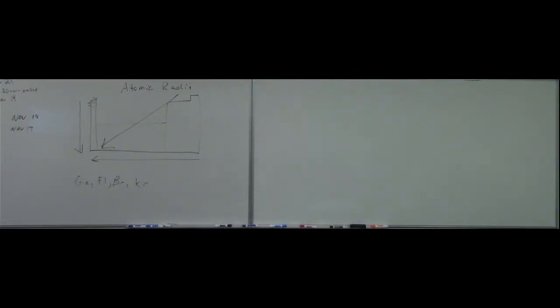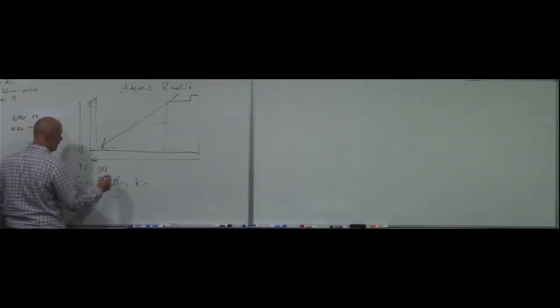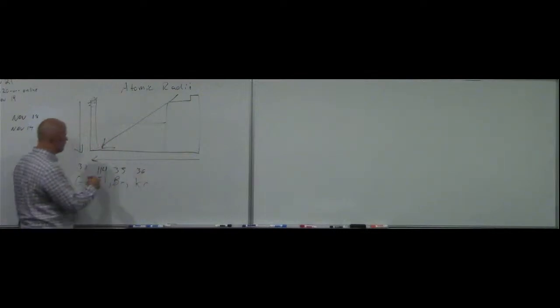Go with number 114. Let's do that. This is number 114. How about GE? What number? 32. And BR? 35. And KR? 36. Well, I can tell you 32, 35, 36.